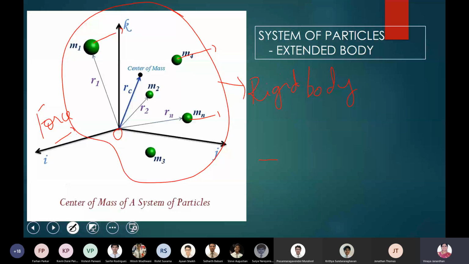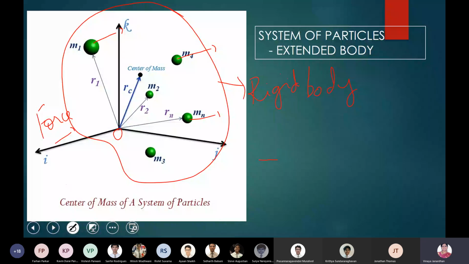The condition is that the distance between M1 and the origin, what is it? R1. Okay. The distance between M2 and the origin is R2. So when the body begins to move along a straight line path or a curvilinear path, the distance of M1 from the origin will always remain the same, M2 from the origin will always remain the same, Mn from the origin will always remain the same. Now, if this is the condition, will there be any change in the shape of the body?